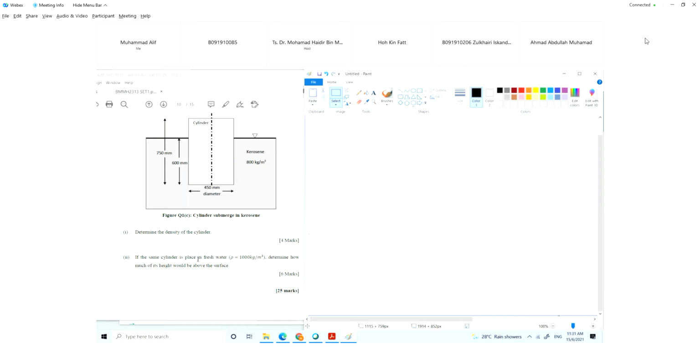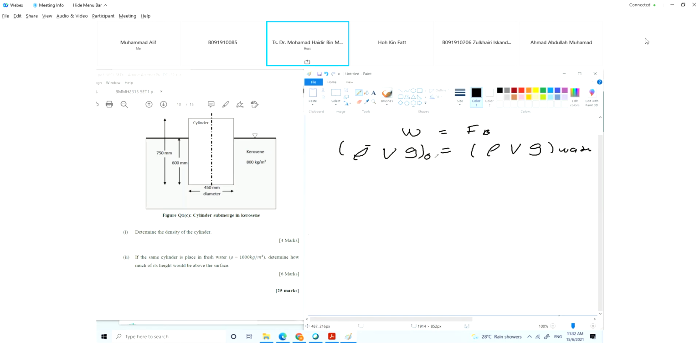If the cylinder is placed in fresh water, rho equal to 1000 kilogram per meter cube, determine how much of its height would be above the surface. The situation is still the same. It is the situation where the weight is equal to FB, and there is no other force acting. Just change from kerosene into water. Then W is equal to rho V g, but this one is for water, and this one is for the object.